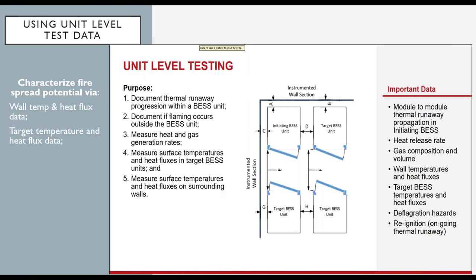So the wall temperature and heat flux characterize the threat to the wall nearby the unit that's beginning the thermal runaway. The measurements of the temperature and heat flux impinging on the target units characterize the threat of damaging those units and spreading the fire. There's an observation of flame outside the BESS unit, and a characterization of reignition is just by observation over the duration of the test, if there's a delayed second ignition after the initial runaway goes to conclusion.